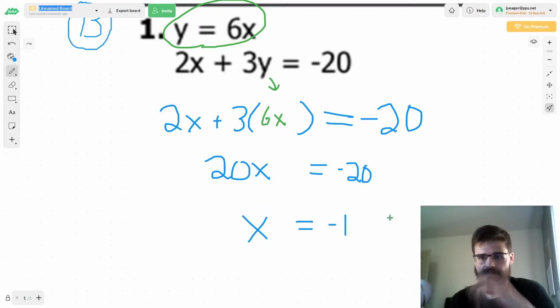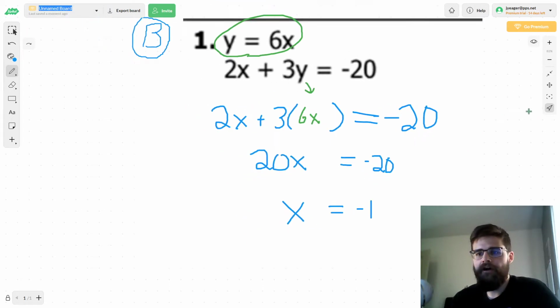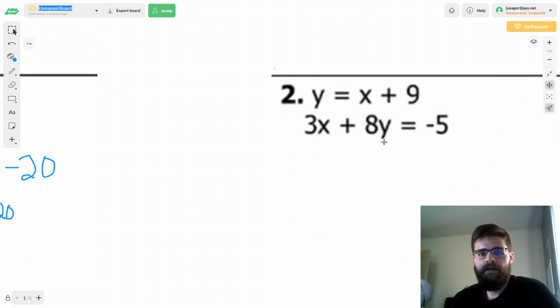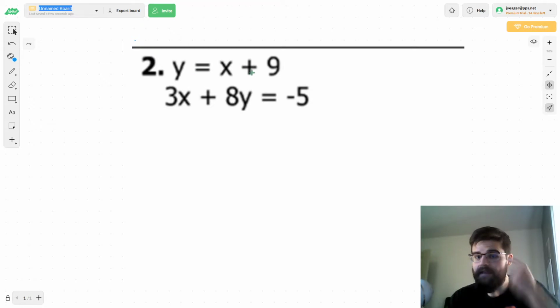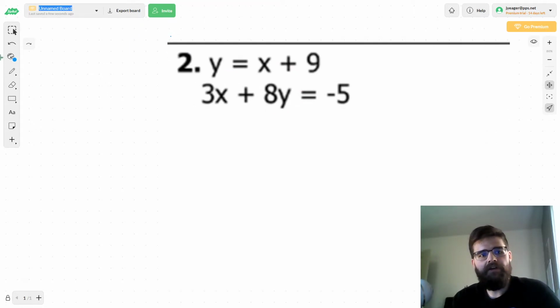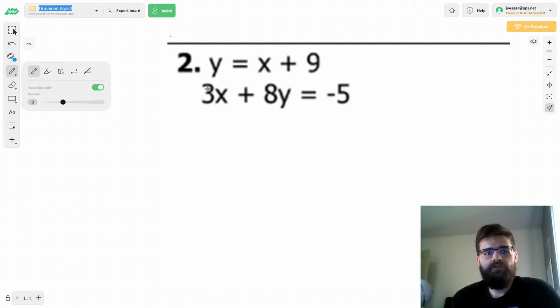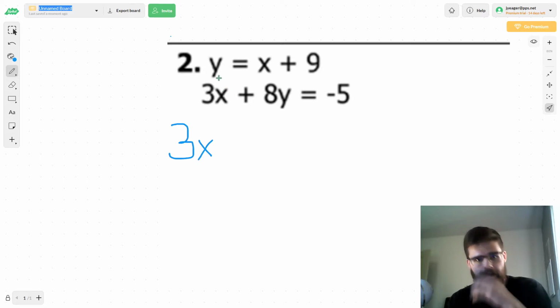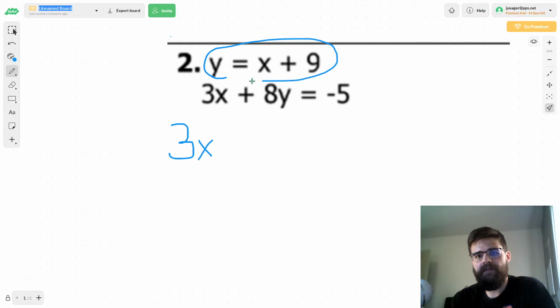Cool. All right, let's try another one. And these are going to get a little more complex as we go. All right, so this time we have y equals x plus 9. And then our second equation is 3x plus 8y equals negative 5. So again, I'm going to start this out the same way. And I already know what y is equal to. So I have a plain y right here, and that's equal to x plus 9. Right, I already know that.